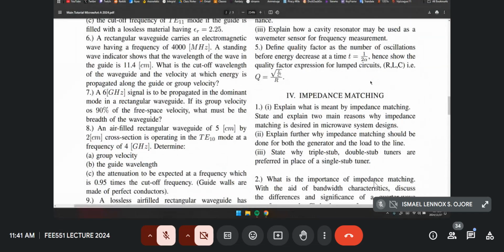So number 6. A rectangular waveguide carries an electromagnetic wave having a frequency of 4 gigahertz. A standing wave indicator shows that the wavelength of the wave in the guide is 11.4 centimeters. What is the cutoff wavelength of the waveguide and the velocity at which the energy is propagated along the guide, or group velocity?